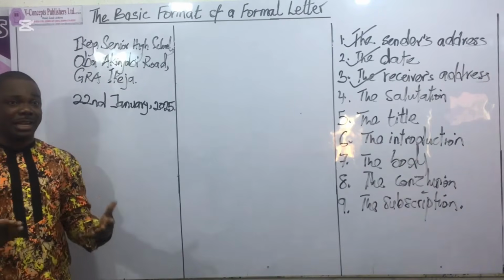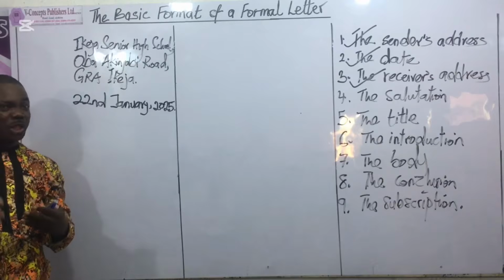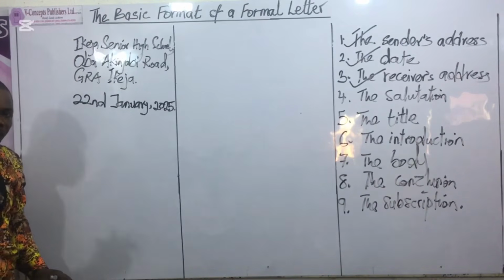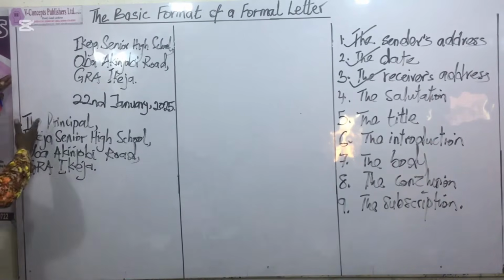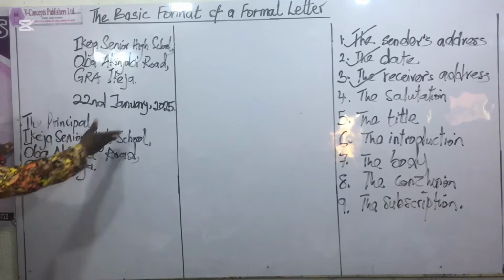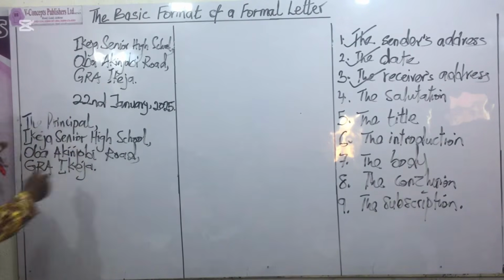If I write such a letter to our principal, that is when you are writing a letter to your principal, you are still going to repeat the address of your school. Take note of this. In that case, this is what we are going to get. The principal, Ikeja Senior High School, Oba Kijobi Road, GRA Ikeja.